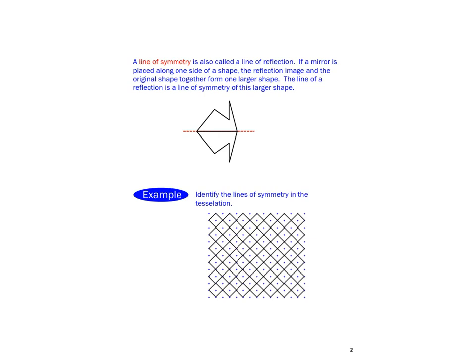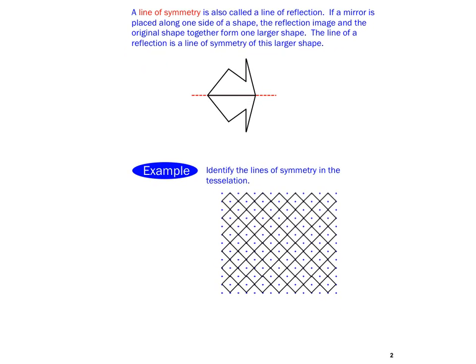So let's do a little bit of learning. A line of symmetry is also called a line of reflection. If a mirror is placed along one side of the shape, the reflection image and the original shape together form one larger shape. The line of reflection is a line of symmetry of this larger shape.